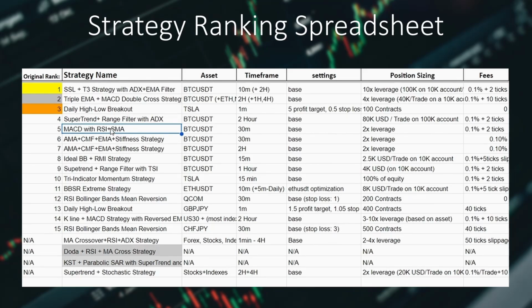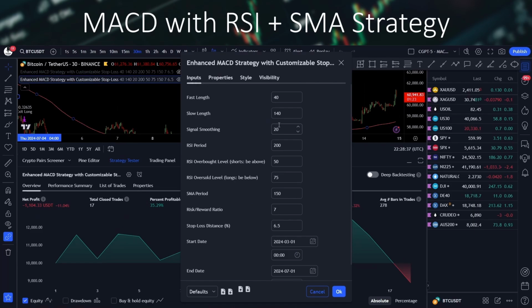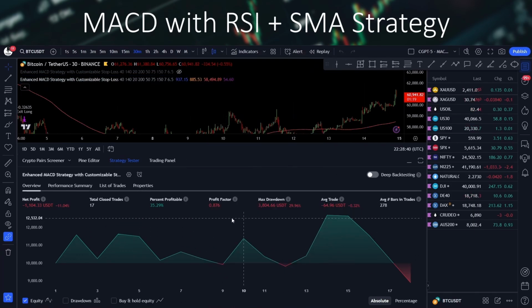What about the MACD with RSI plus SMA strategy? It was made again for the BTC USDT 30 minute chart. Fees are included. Let's see. Here's the properties tab and the input section and the results. It's slightly better, only 11% maximum drawdown, and the equity curve is almost break even. It got a big hit right at the end. So this one again is still a no from me.